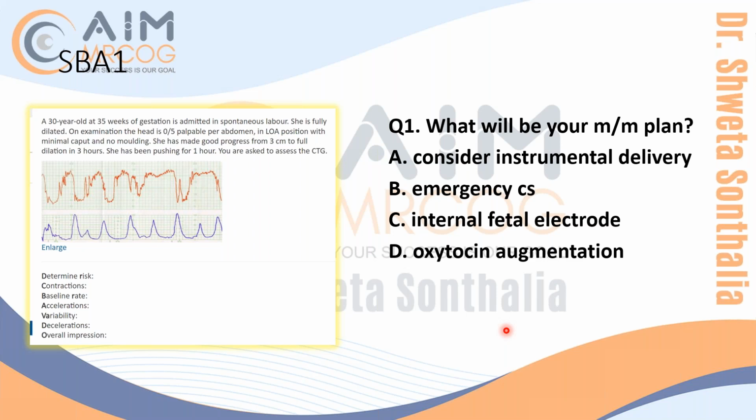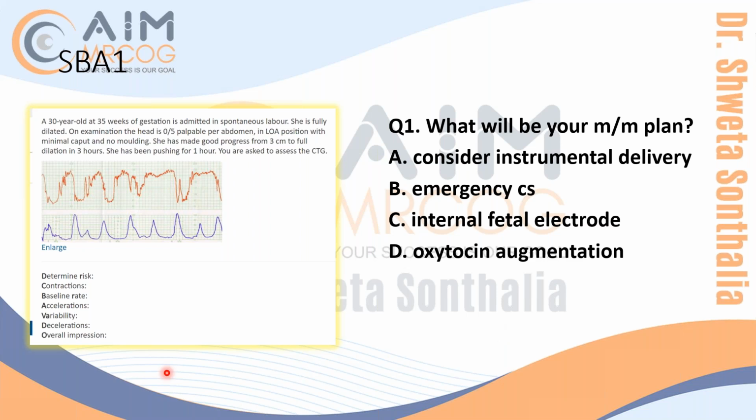30 years old, 35 weeks of gestation, is admitted in spontaneous labor. She is fully dilated. On examination, the head is 0/5 palpable per abdomen in left occipital anterior position with minimal caput and no molding. She has made good progress from 3 centimeter to full dilatation in 3 hours. She has been pushing for 1 hour. You are asked to assess the CTG.